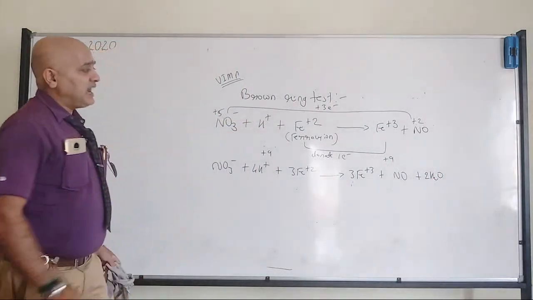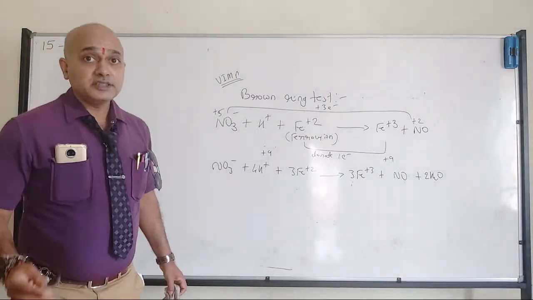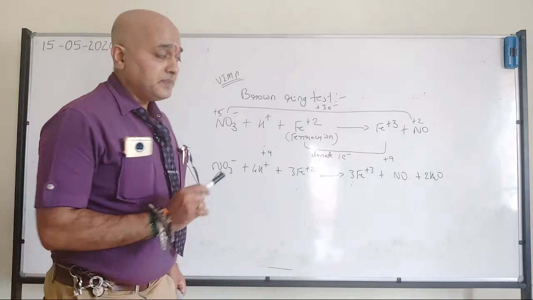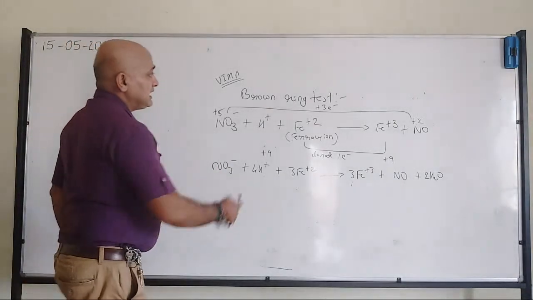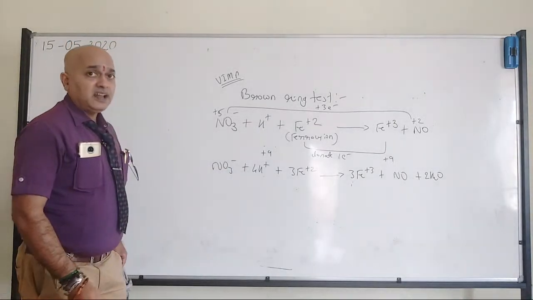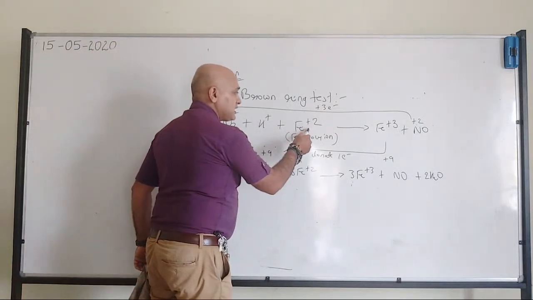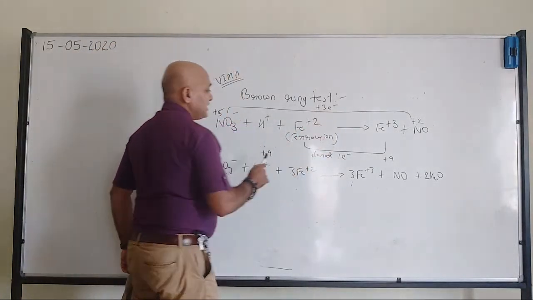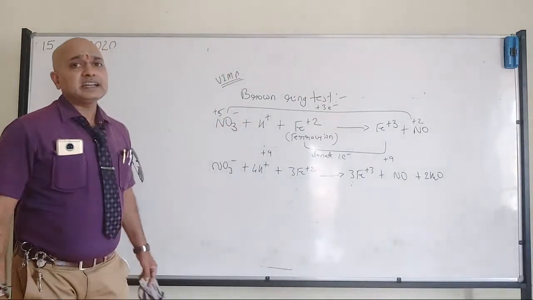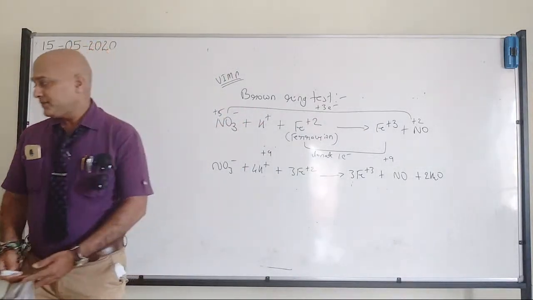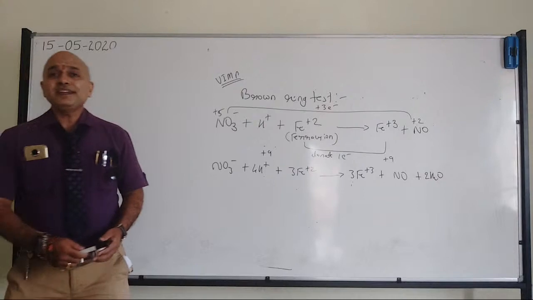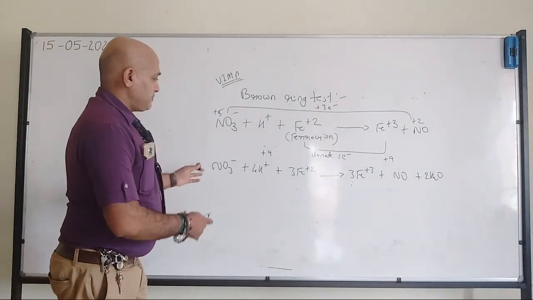So that's where we have the redox reaction. This is not the end, okay? So this is an example of a redox reaction where nitrate is a very strong oxidizing agent converting ferrous to ferric, and itself it is getting reduced to nitric oxide. Fine. So that's where we have the first step.